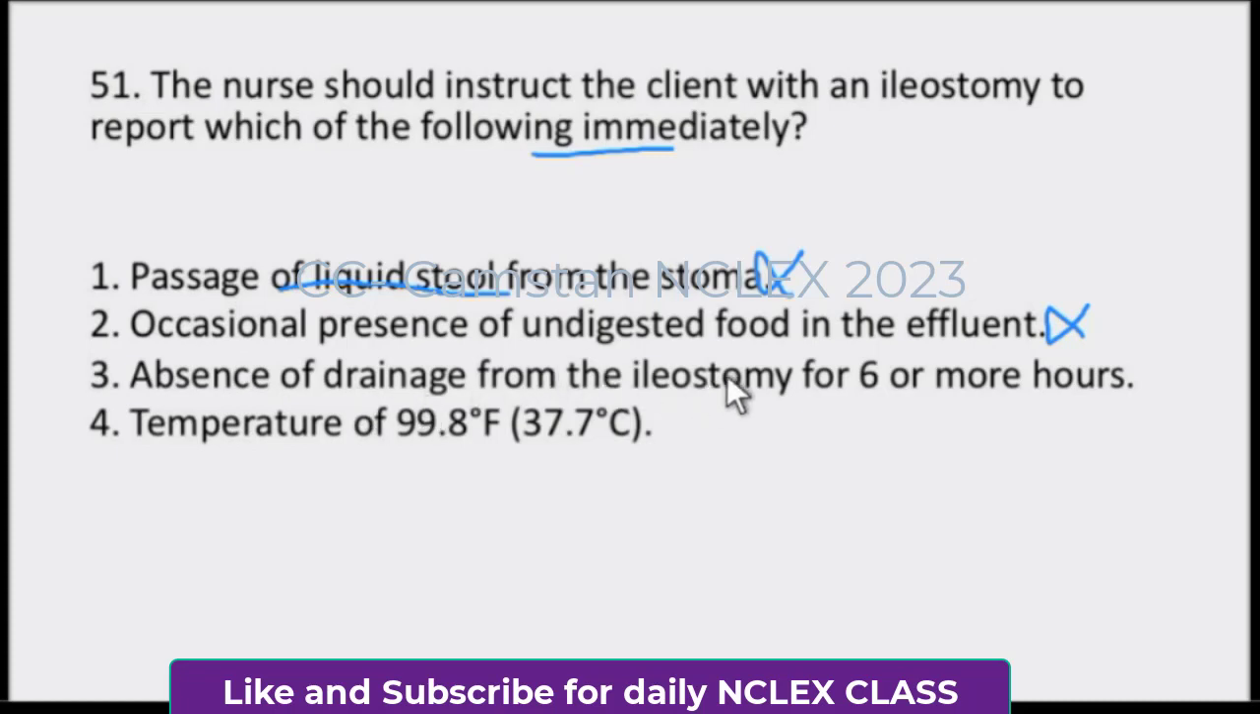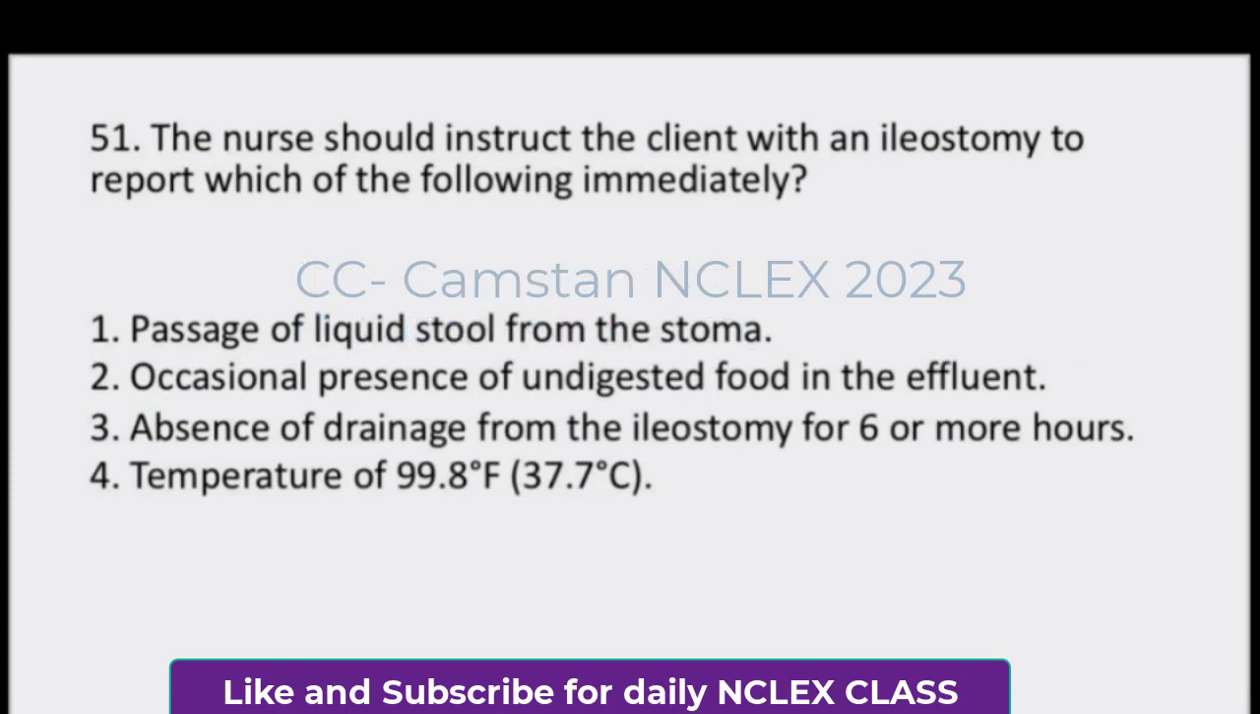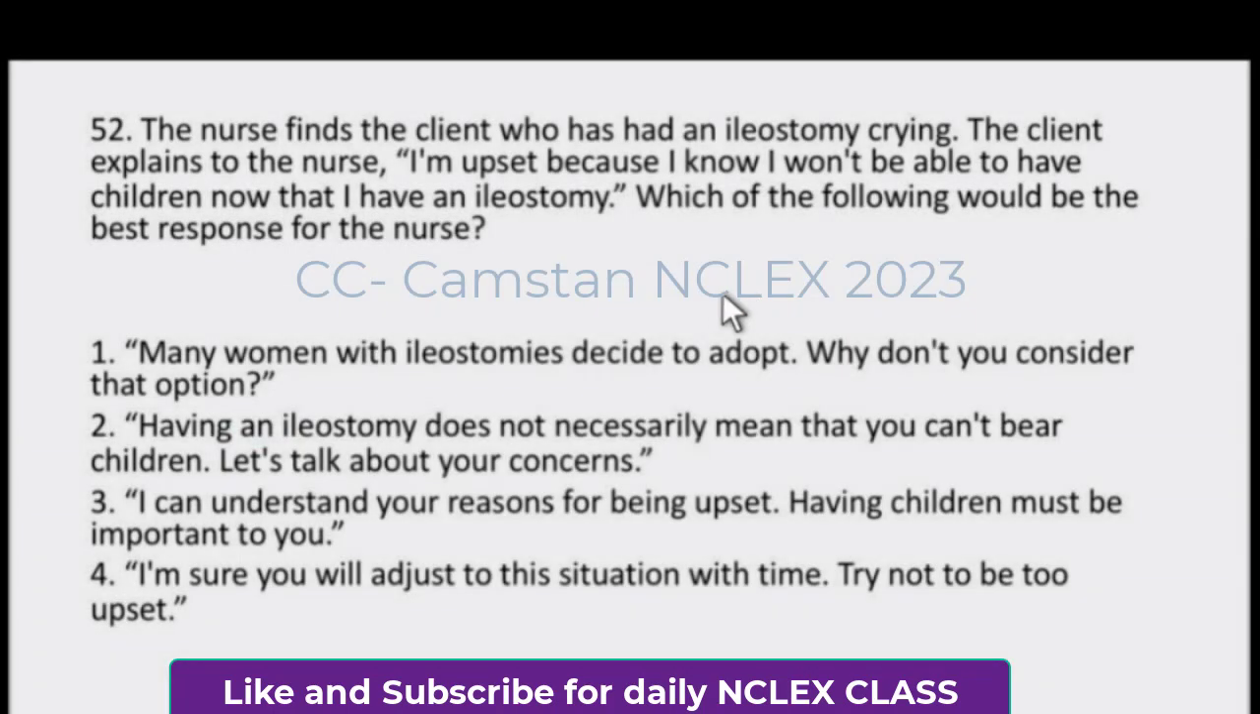Absence of drainage from the ileostomy for 6 or more hours. Right. So this is the correct option because any sudden decrease in drainage or onset of severe abdominal pain should be reported to the physician immediately because it could mean that an obstruction has developed, right? So it should be reported immediately. Fourth is temperature of 99.8 degrees Fahrenheit, that is 37.7 degrees Celsius. It is also not abnormal, it is not a cause for concern. So the correct option is the third one, right? Let's move on to the next part.